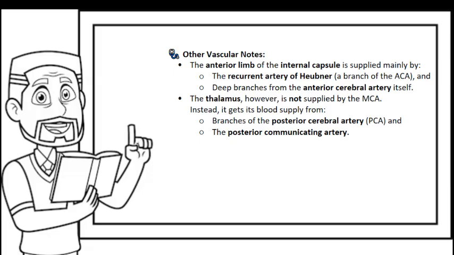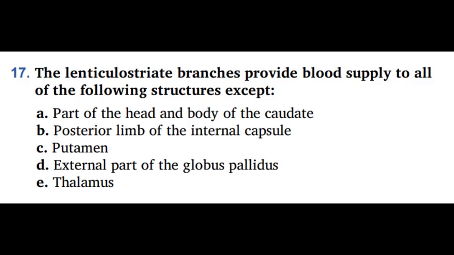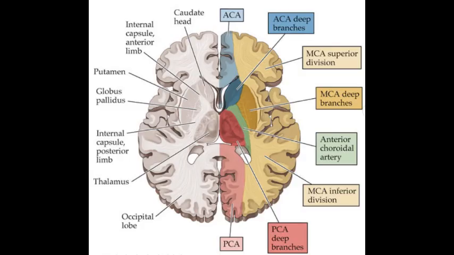So, like we said, back to our question, the answer is E, the thalamus. It's important for us to realize that understanding these vascular territories helps us localize stroke quickly and accurately at the bedside.